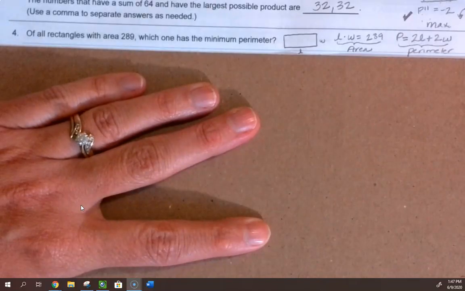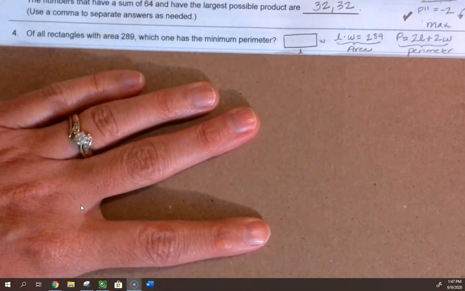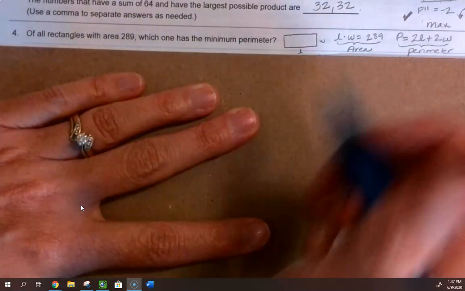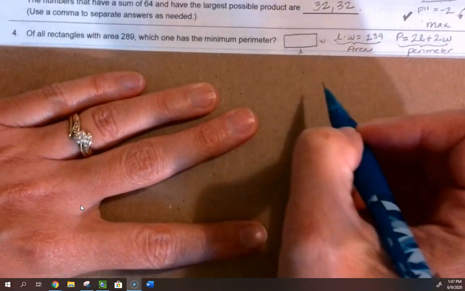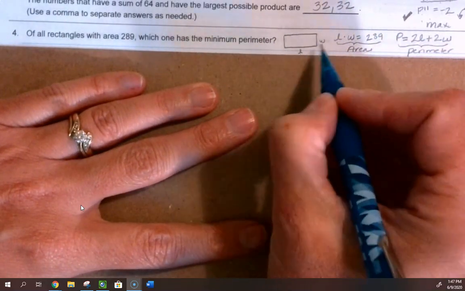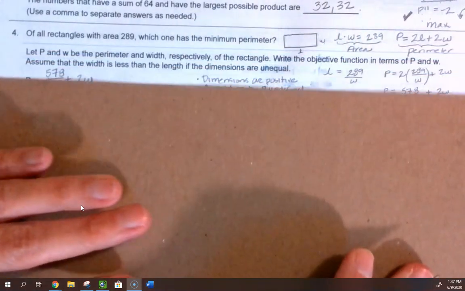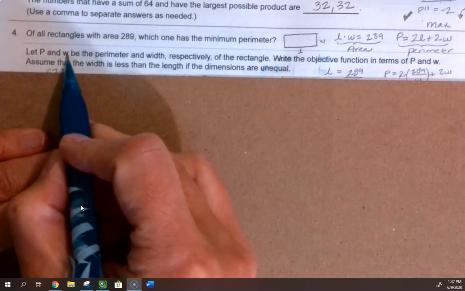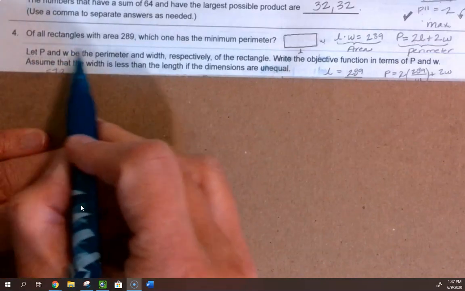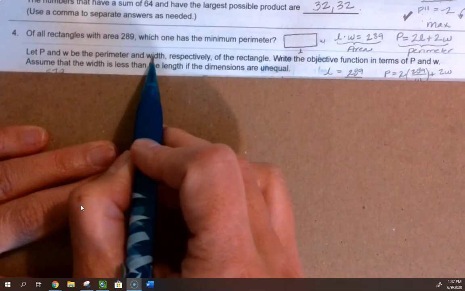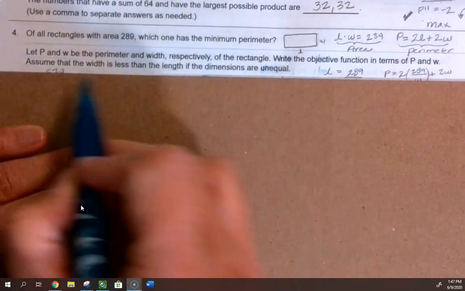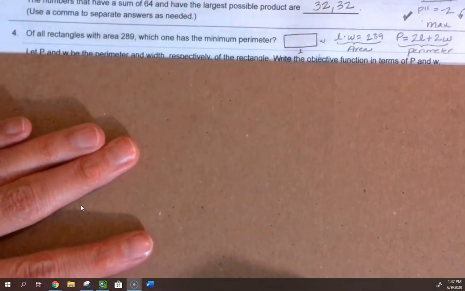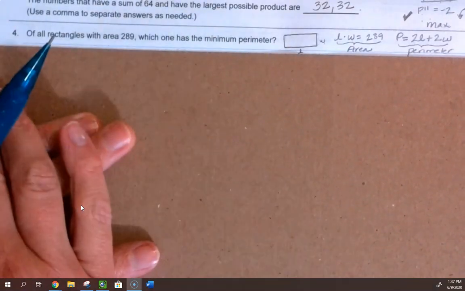Number 4, of all rectangles with area 289, which one has the minimum perimeter? So this is a problem where it is appropriate to draw a picture, and I've drawn a picture here with a rectangle and a length and a width. Again, I've glanced down to see what they wanted me to call some of the variables here. They want me to say P is the perimeter and W the width of the rectangle, and they say assume that the width is less than the length if the dimensions are unequal. And so I glanced down there to help me with my variables.